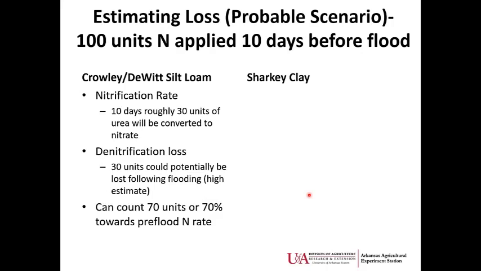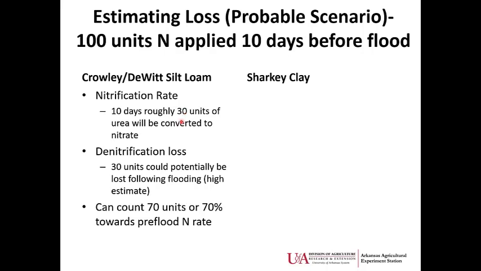Now, what I want to do is give you kind of a probable scenario. And by probable scenario, I mean, chances are this is what we're going to experience in the field. And the reason we're going to experience this in the field is very rarely are we going to get perfect environmental conditions for a perfect quick nitrification rate or a complete denitrification loss. And so in this scenario, what I'm saying is that the conditions for nitrification are going to be non-ideal or not perfect, which means that in that 10-day time frame, we're only going to convert about 30 units of the urea or the ammonium to nitrate.